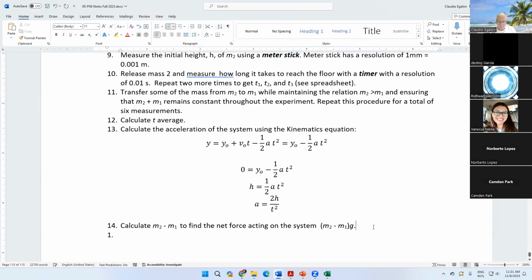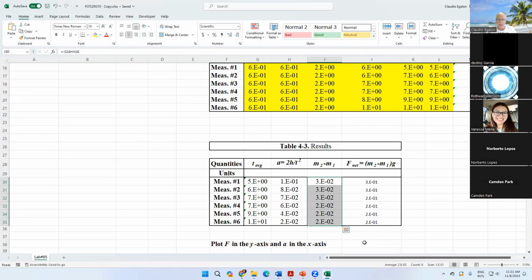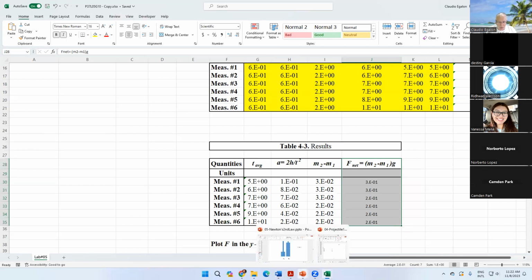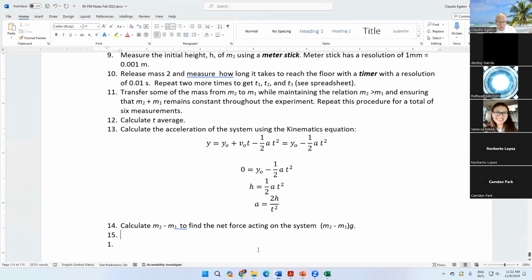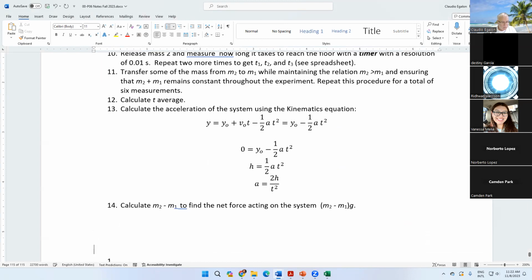Okay. Now we're back, right? And that's what I did here. M2 minus M1. Don't forget to display the proper number of significant figures. And here is the net force, right? Net force. Accordingly, the equation, so we have the following. We have this net force.